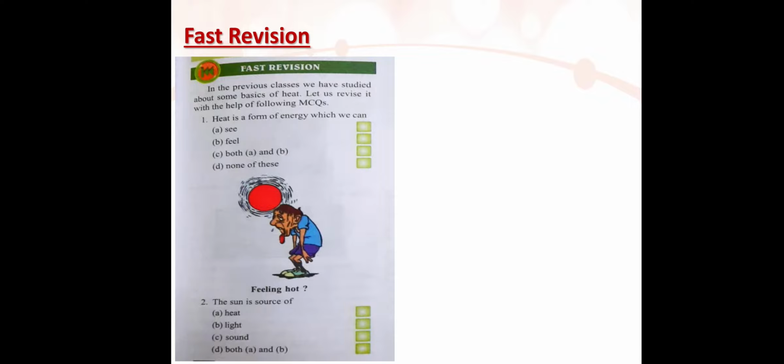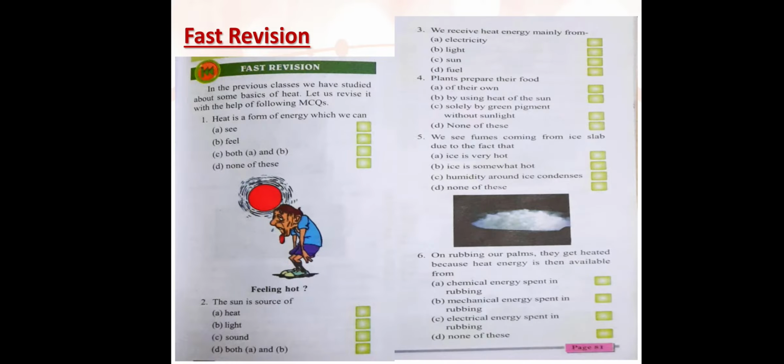Heat is a form of energy which we cannot see but we can feel. So the answer is B. The sun is the source of both heat and light. We receive heat energy mainly from the sun, that is C. Plants prepare their food by using heat of the sun, that is B. We see fumes coming from an ice slab due to the fact that humidity around the ice condenses, that is C.